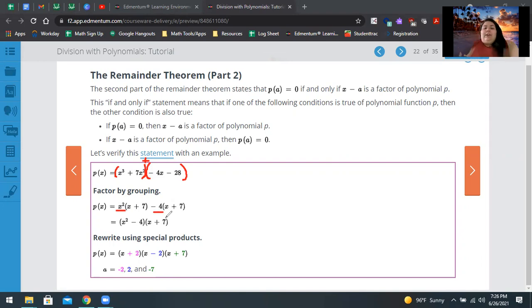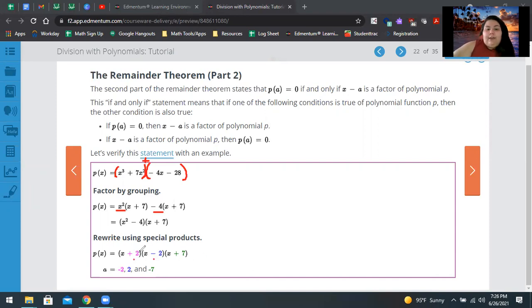So the idea is that they're actually breaking down this polynomial for you, P of x. Then x squared minus 4 is the difference of squares. They didn't tell you what specific equation they were using, but they say rewriting using special products, again, difference of squares. So x squared minus 4 becomes x plus 2, x minus 2.